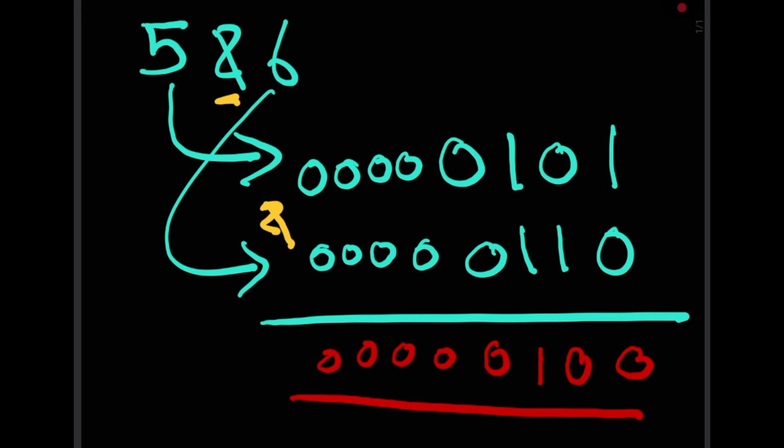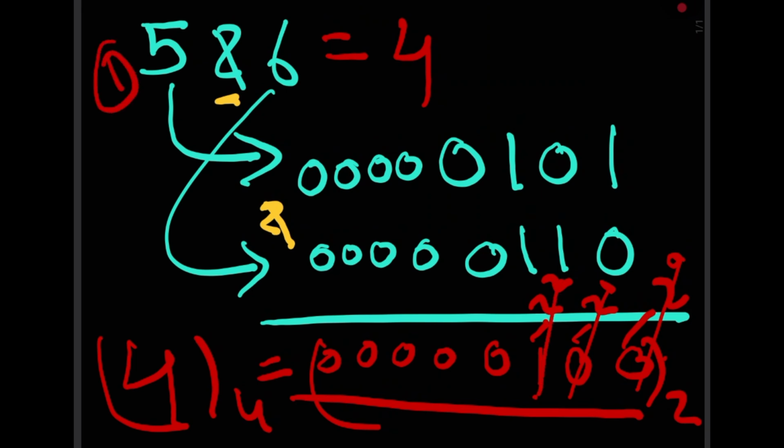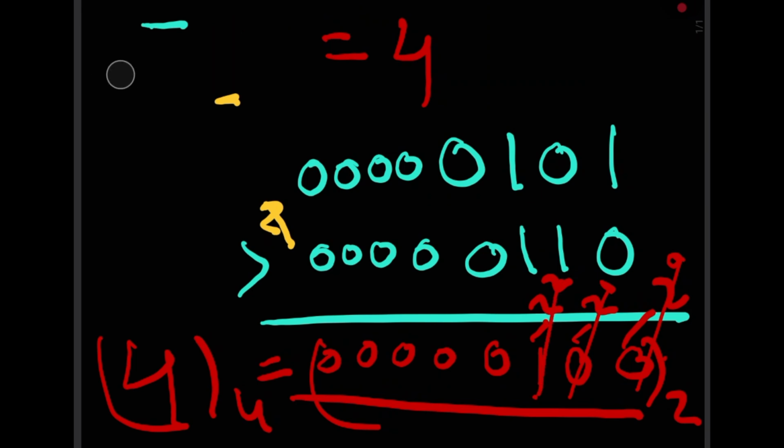Now by the power method I will find the decimal of it. So this is the binary of 4. That is why we are getting 4 on doing 5 and 6. You can do it as 2 raised to power 0, 2 raised to power 1, 2 raised to power 2. So this will be 1 into 0, 2 into 0, 4 into 1, that is 4. So the next one was 5 or 6.